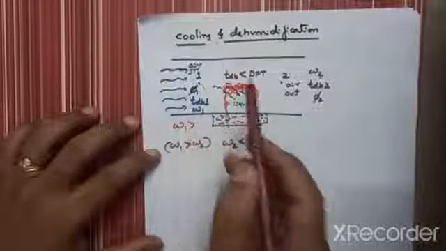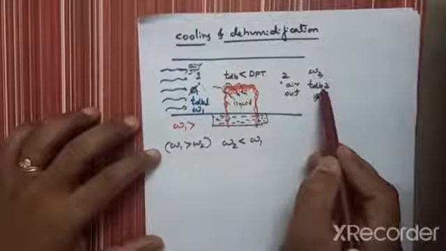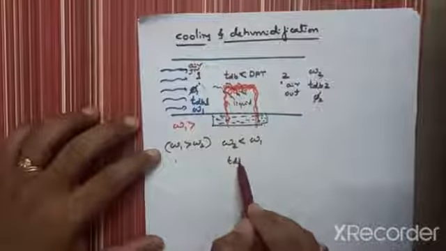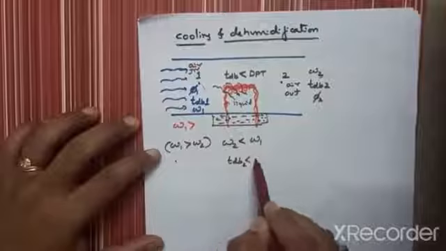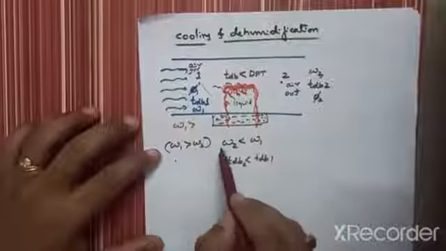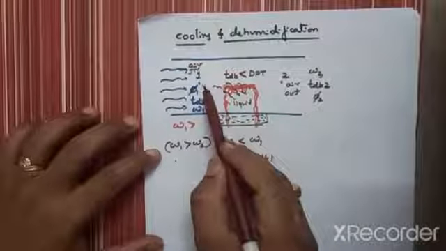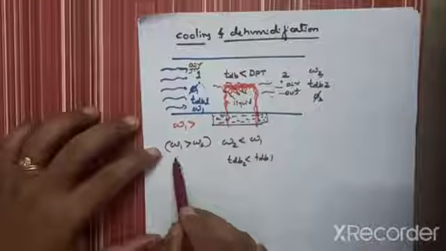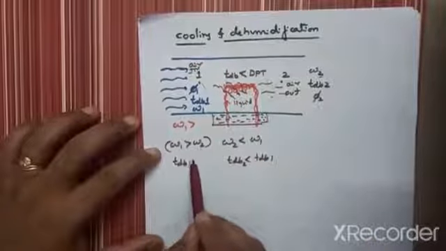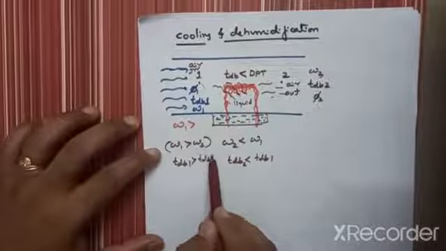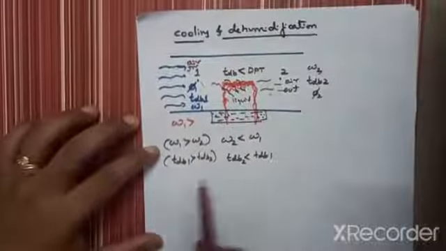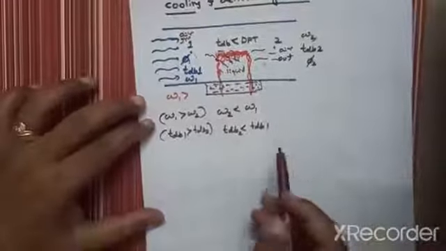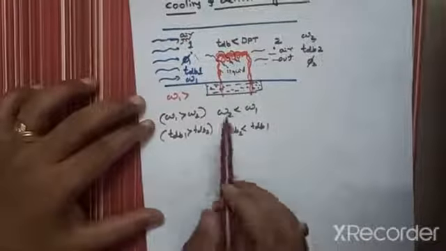And cooling has happened, so dry bulb temperature at point number 2 is less than dry bulb temperature at point number 1, because the temperature of the air decreases. When it is coming outside, the temperature of the air also decreases. Initially the temperature is more than at outlet. Understood? Now this process will be represented in the psychrometric chart.